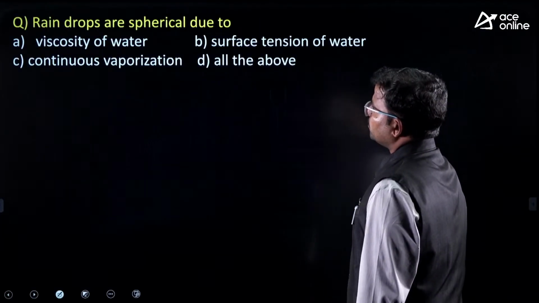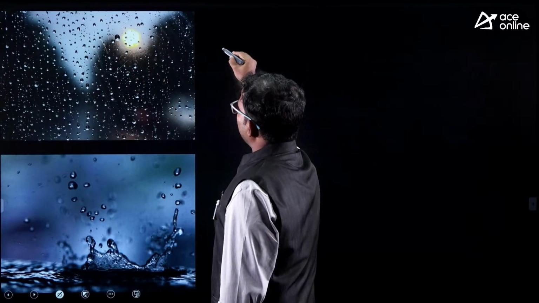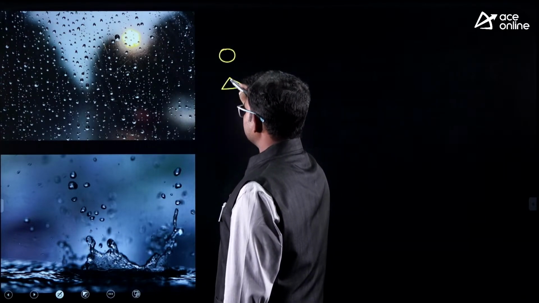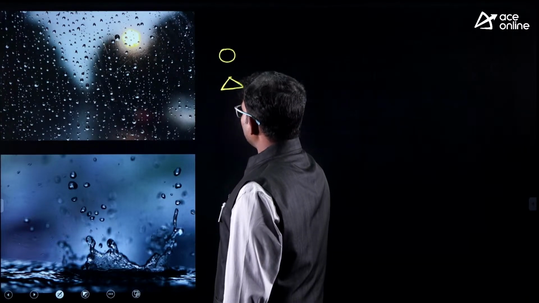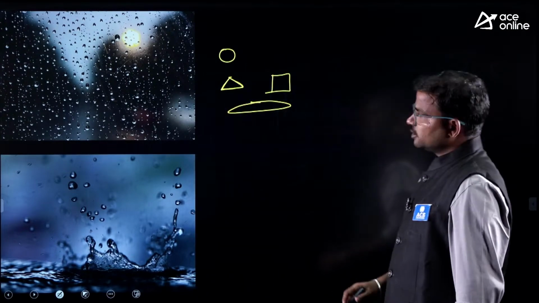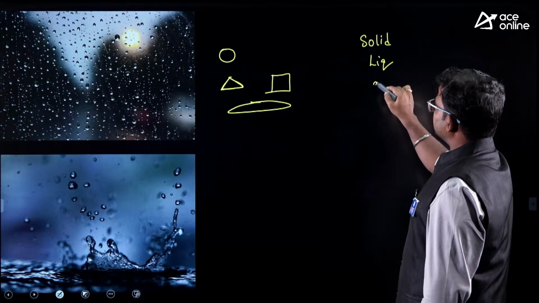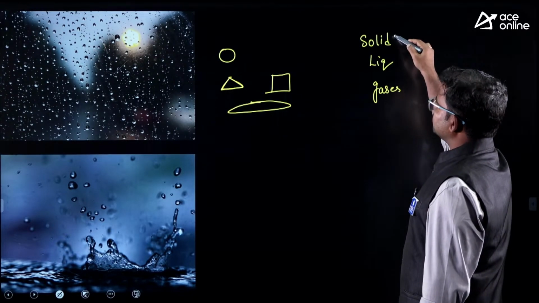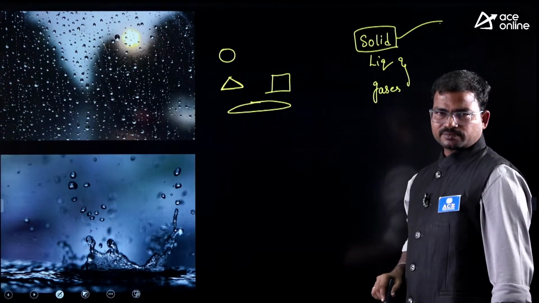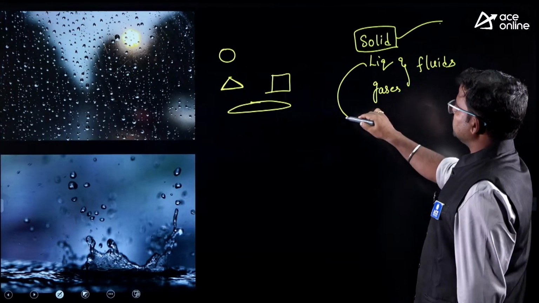Okay, right. Next, raindrops are spherical due to. If you observe a raindrop, mostly it exhibits a spherical shape only. It does not exhibit a triangle, elliptical or square shape. So what is the reason behind that? Actually, guys, if you consider solids, liquids, and gases, in these three, which one has a rigid type of arrangement? Solid. So these two do not have a particular shape. That's why these are considered as fluids.